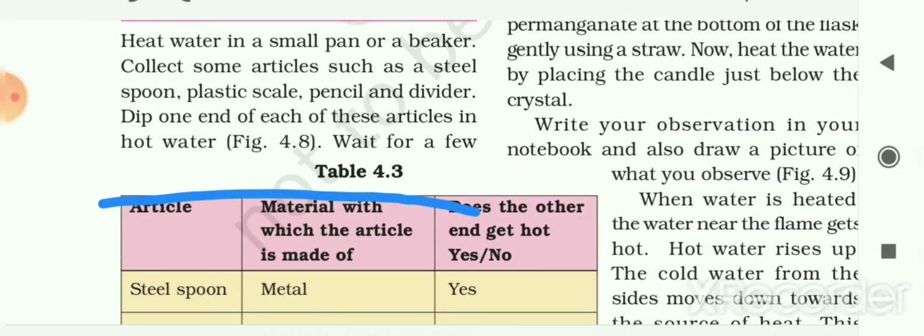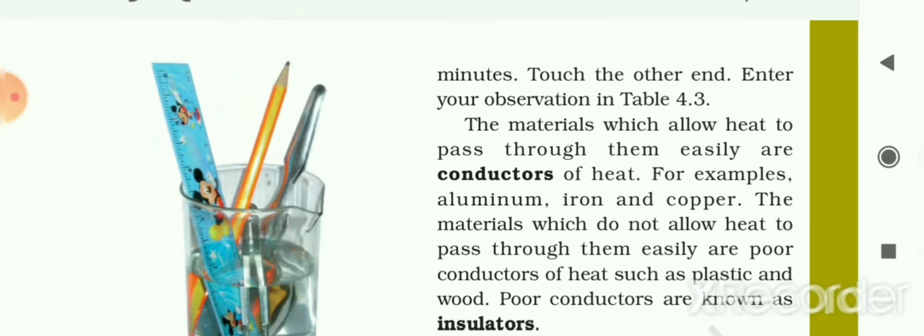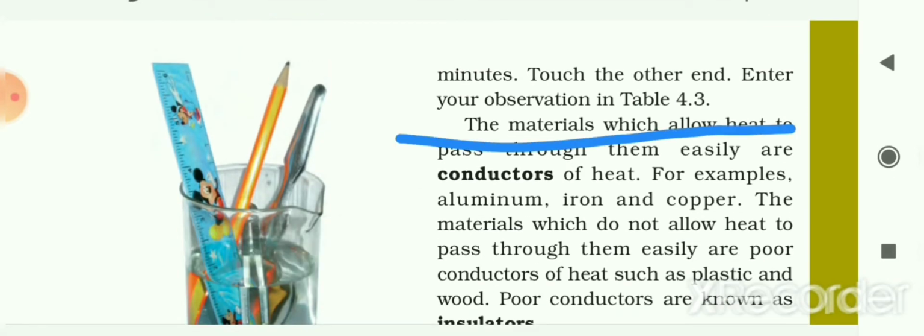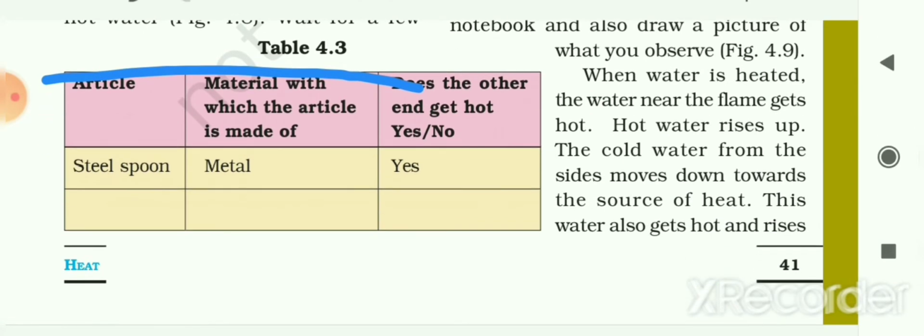Now after doing this, wait for a few minutes, and then touch the other end and enter your observation of what you feel in this table 4.3. So let me see how you have to write this in table 4.3. In the first column you have to write the article name or item name. In the second column, the material with which the article is made. Which material is used to make this item?